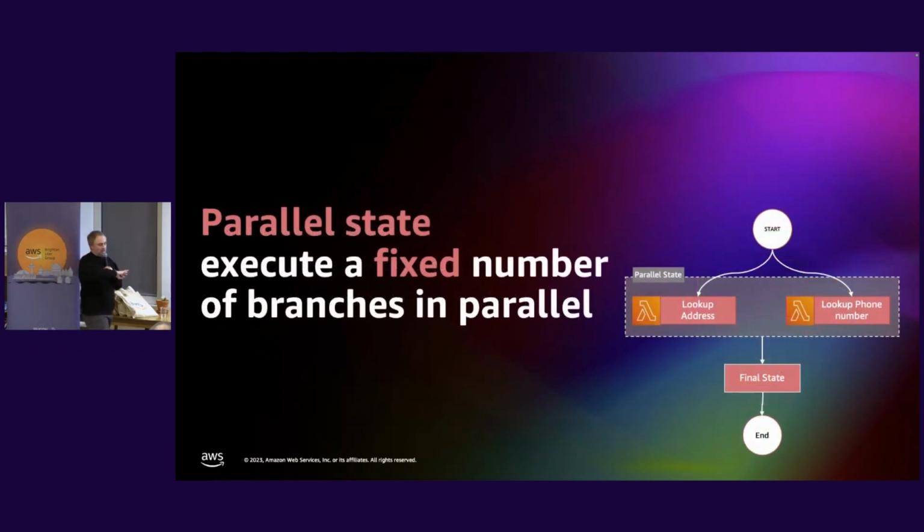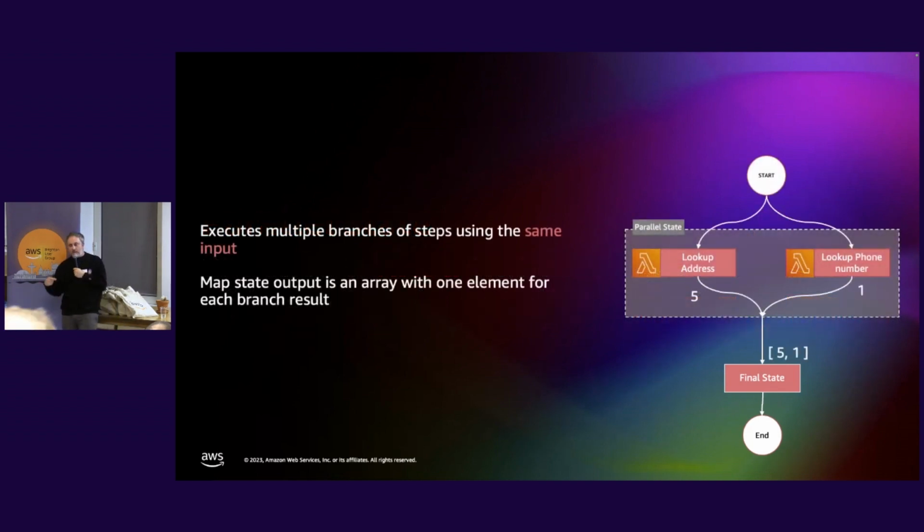So this is a thing within Step Functions that lets you run multiple fixed branches all at the same time. Each one of the branches gets the same input. Once each one of them is finished running and produces an output, that output is sent to the next thing as an array. So you see here I have something that looks up an address, I don't know what address is 5, but something that looks up a phone number 1, and then they're added as an array to the final state together.